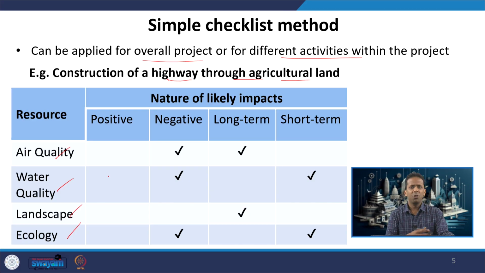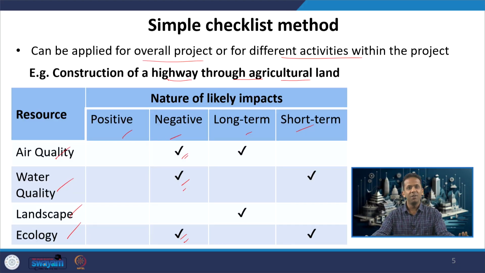These are some resources or environmental components listed down, and just like in ad hoc we had whether there would be impact or no impact, here in simple checklist also, even though it is a more formalized version of ad hoc, it looks similar to detailed ad hoc. So nature of likely impacts, whether positive or negative, long term or short term, we have classified here. So if we construct a highway, air quality would be negative, water quality would be negatively affected, ecology would be negatively affected, landscape maybe we are not sure how it would be affected.